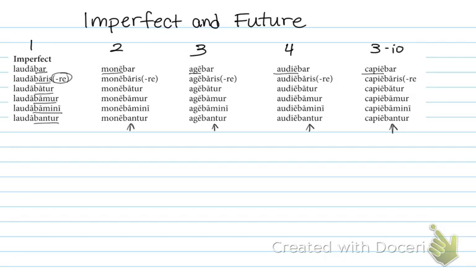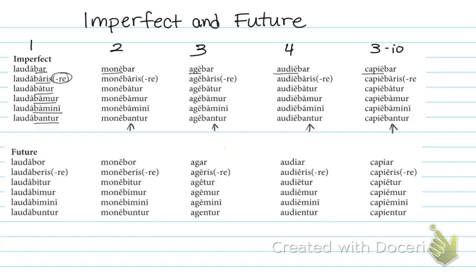Like the present passive, there's the alternative form for the second singular, so you can either say laudabaris, you were praised, you were being praised, or you could say laudabare, you were being praised. Put my macrons there.